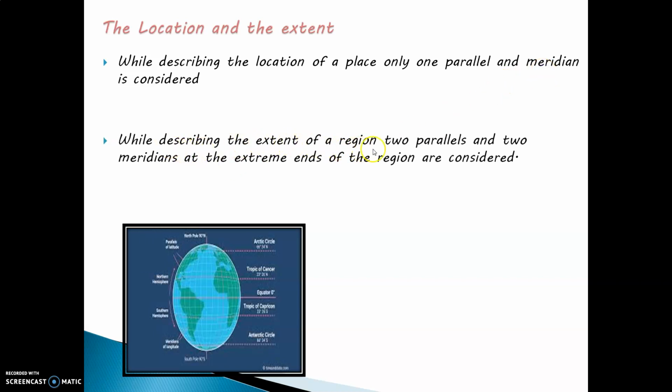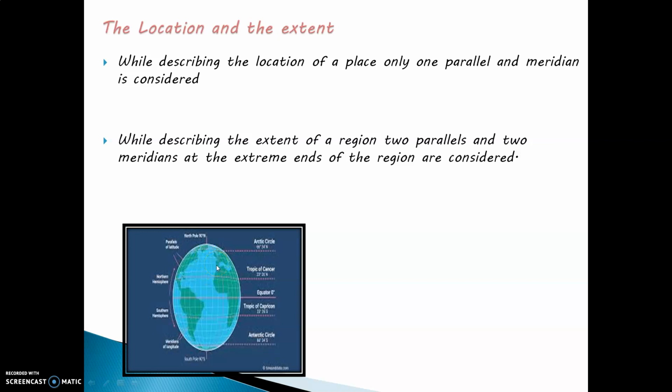While describing the extent of a region, two parallels and two meridians at the extreme ends of the region are considered. For example, a region means a big place. If you have to consider the location of this particular big place, we will take care of the last end, this longitude and this latitude, meaning the borders of the particular region are considered when we have to locate a big region. Whereas to consider one particular place, a country, we take care of only a longitude or latitude.